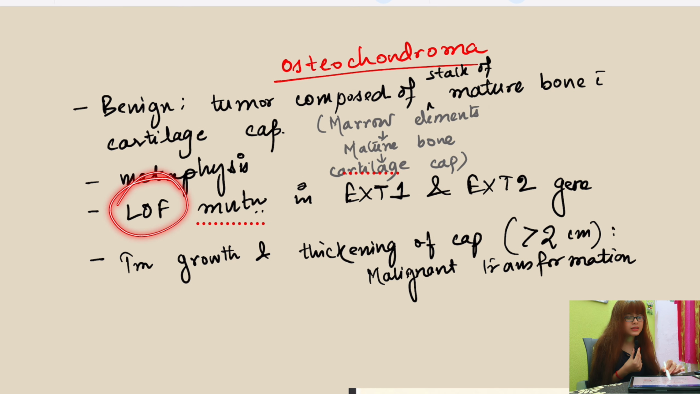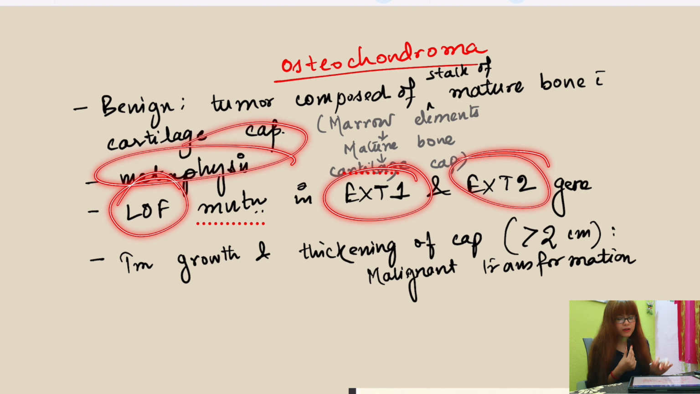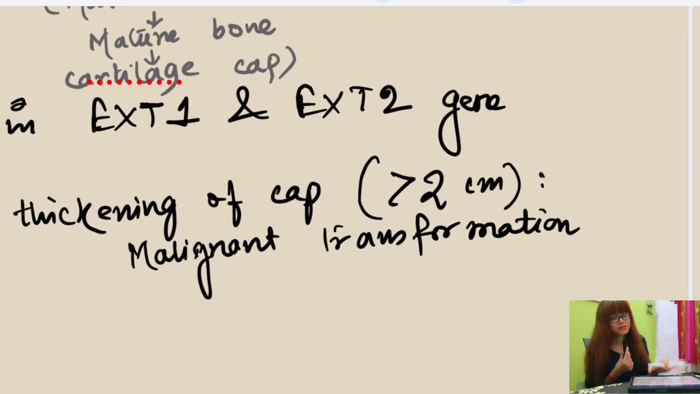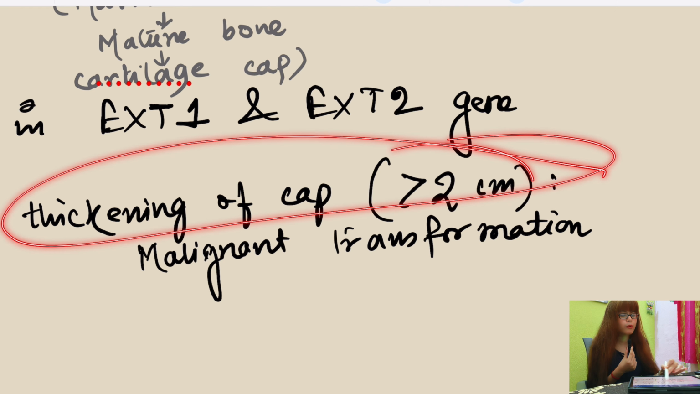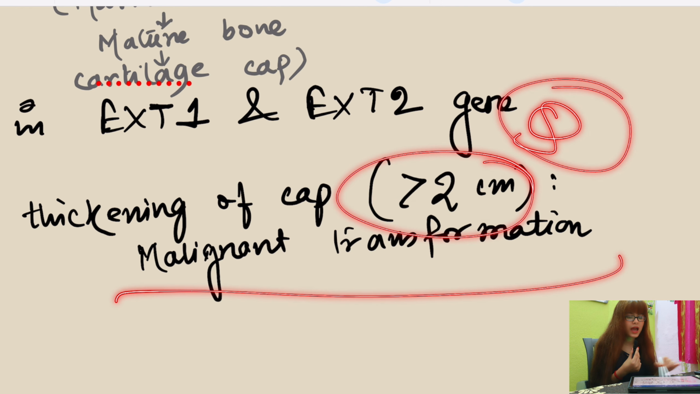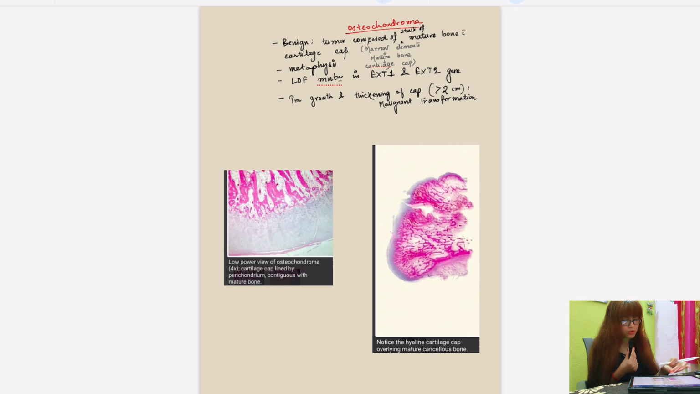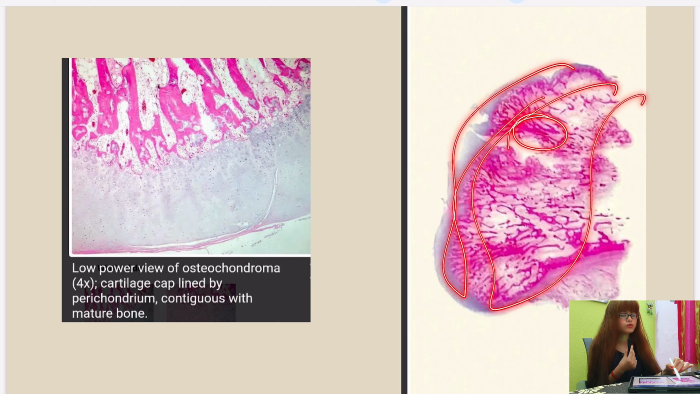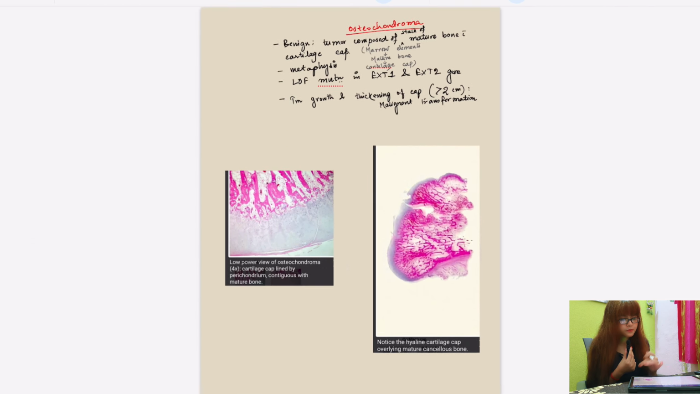The mutations are there in the EXT1 and EXT2 genes in the metaphysis region, but this is a benign tumor. But when do we suspect malignancy? When there is a thickening of the cap which is more than 2 centimeters. Very important point: if the cap is more than 2 centimeters, we can say that there is malignant transformation. There is also a similar image, cartilaginous cap along with the mature bone. You can also find these marrow elements in between.